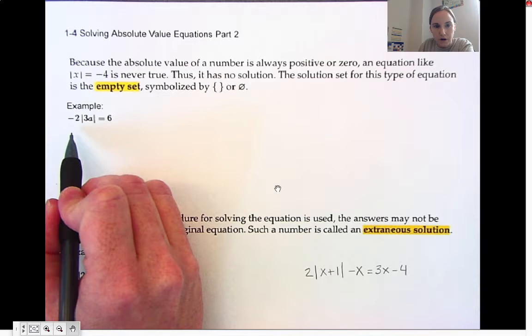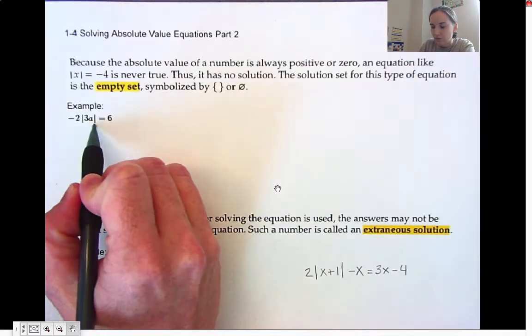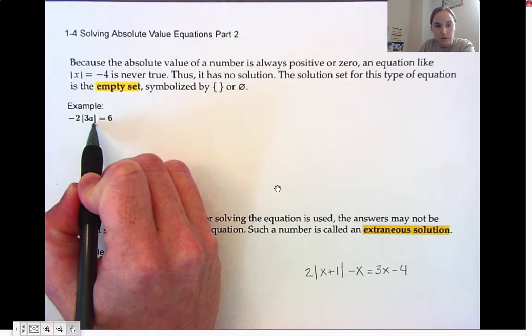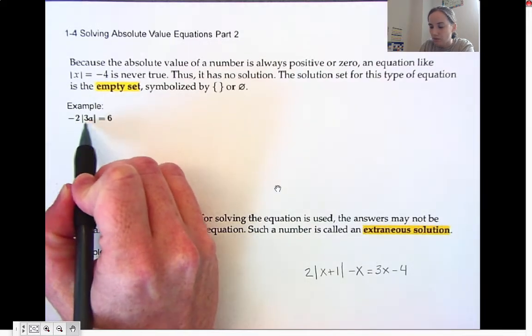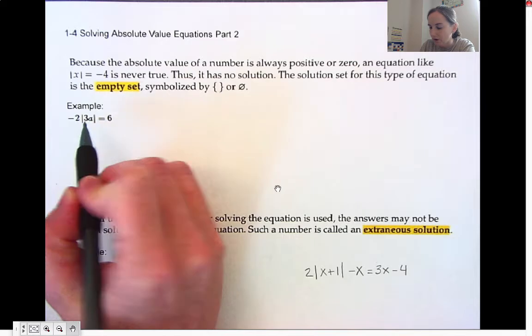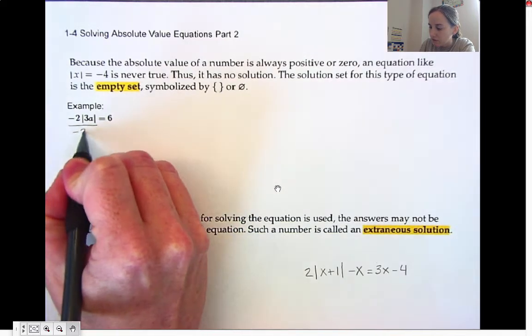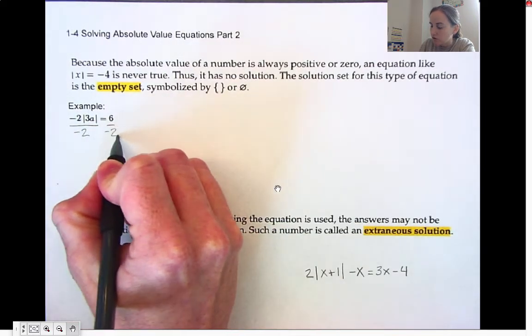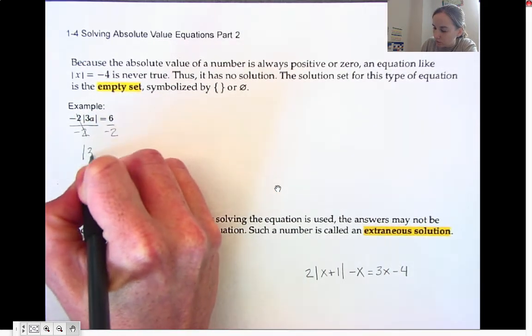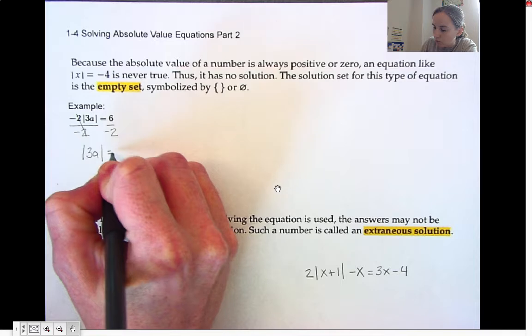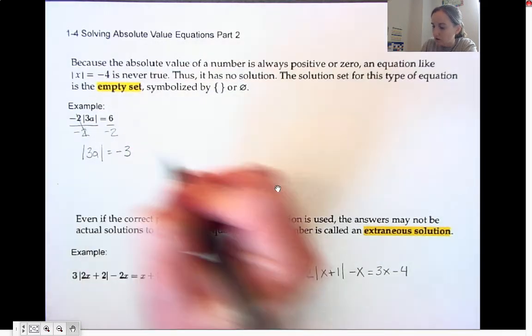So if we solve this problem, first of all, we need to get the absolute value by itself. And so we need to get rid of this -2. And since -2 is being multiplied by the absolute value part, we divide to get rid of -2. And make sure you do it on both sides. And we're left with the absolute value of 3a equals -3.